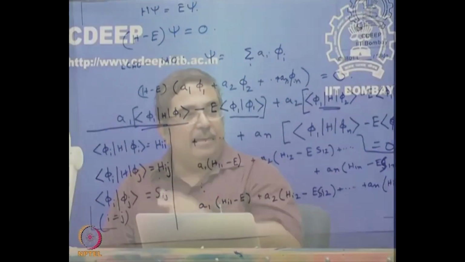All right, and what is common in this family of equations? What are the unknowns? The unknowns are the coefficients, right? A1, A2, A3, etc. So we have n unknowns and n equations. So if you have a way of knowing Hii and if you have a way of knowing E, then I should be able to find what these are. Yes.